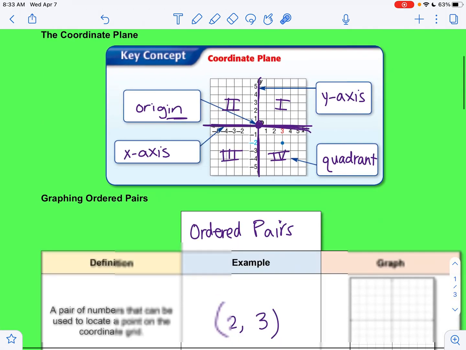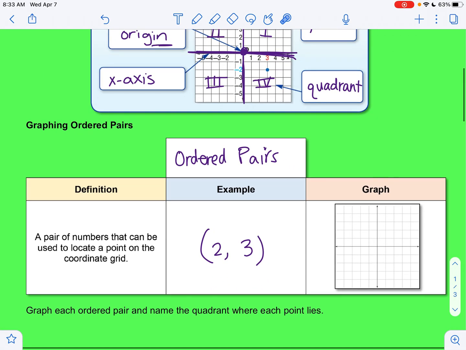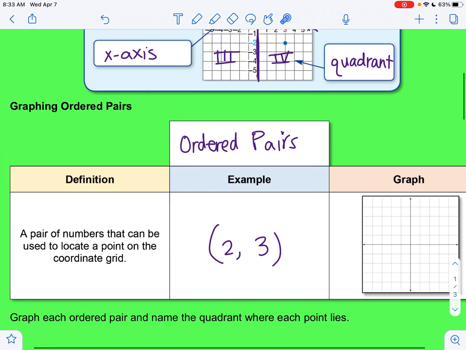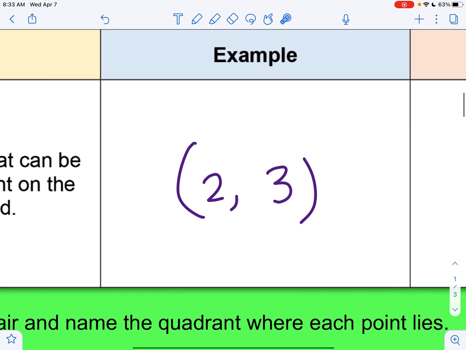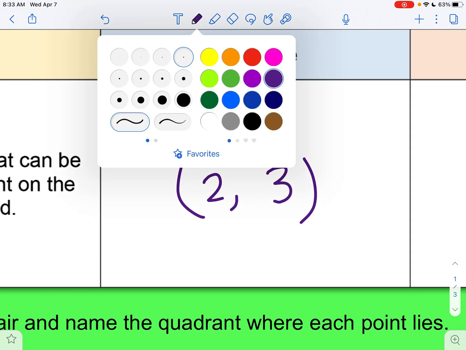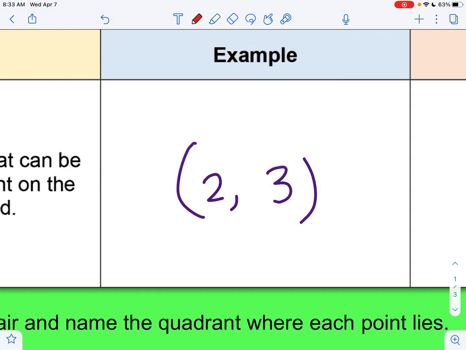Now let's take a look at our vocab word. It is called an ordered pair. It is a pair of numbers that can be used to locate a point on the coordinate grid. For example, if we have the point 2, 3, this 2 is standing for our x, and the 3 is standing for the y.